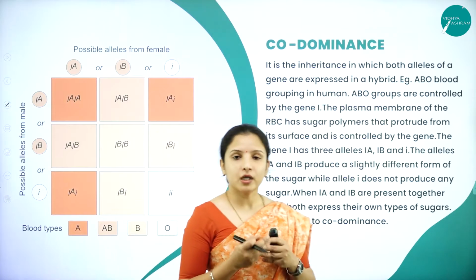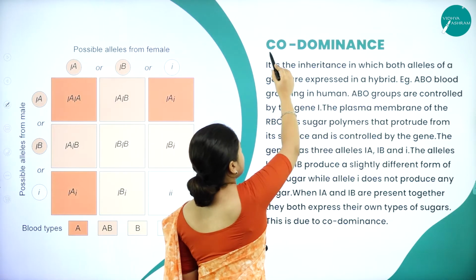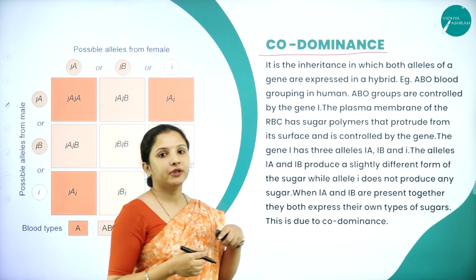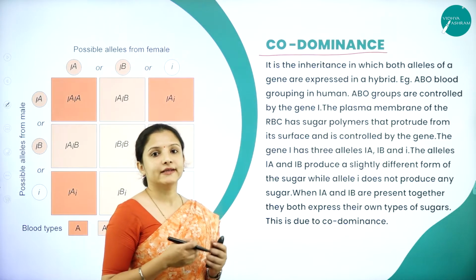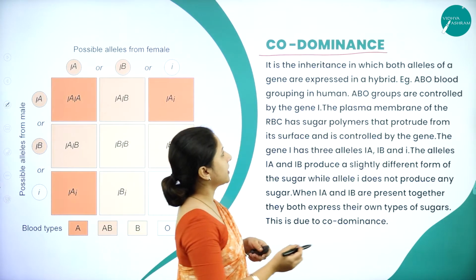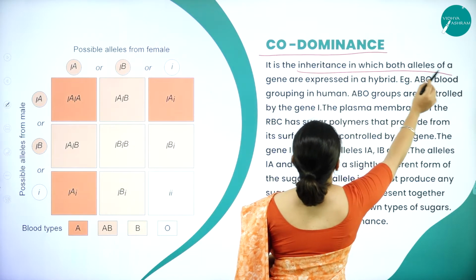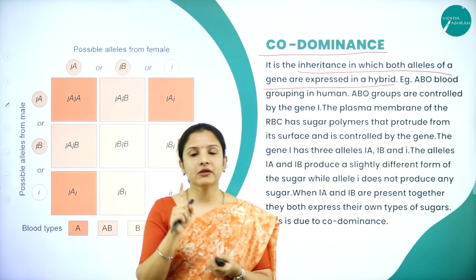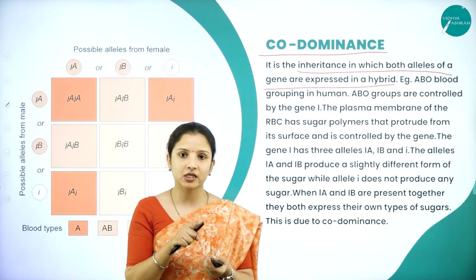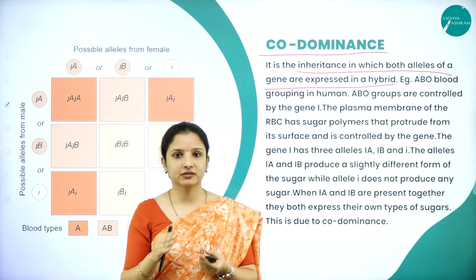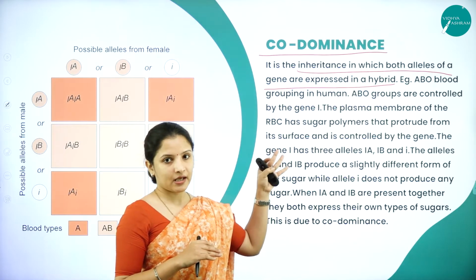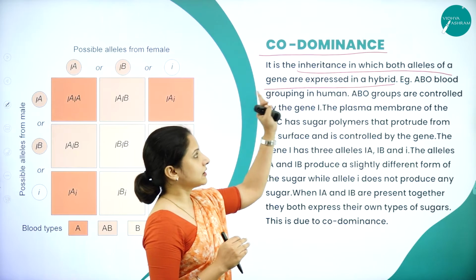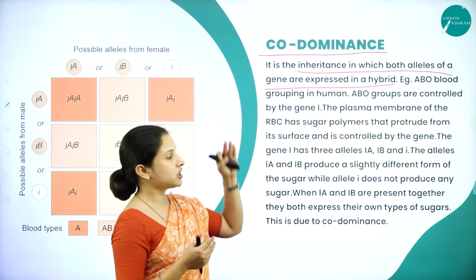Next, moving on to one more term called codominance. In non-Mendelian inheritance, along with incomplete dominance, there is one factor called codominance. Codominance is the inheritance in which both the alleles of a gene are expressed in a hybrid. According to the law of Mendel, only one gene gets expressed, right? Only the dominant gene will be expressed and the recessive gene will be suppressed. But according to non-Mendelian inheritance, here both the alleles will be expressed.